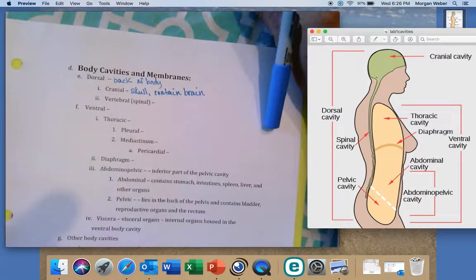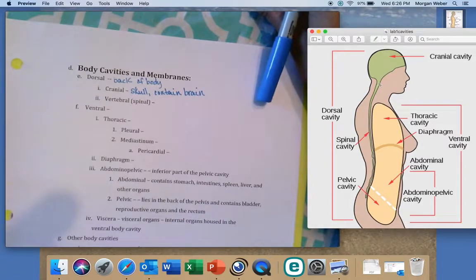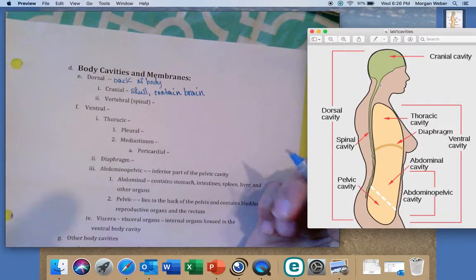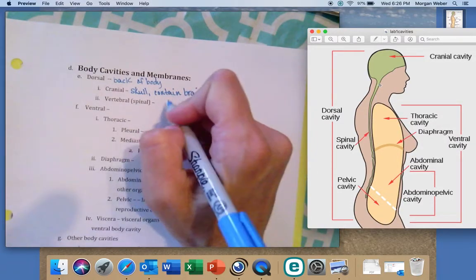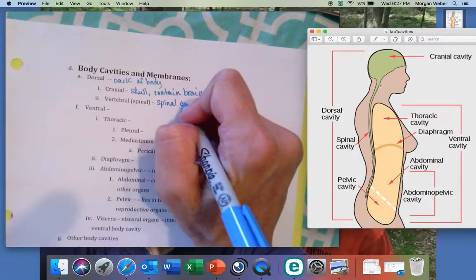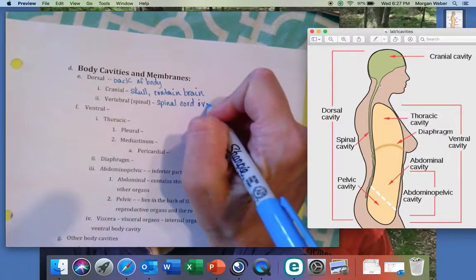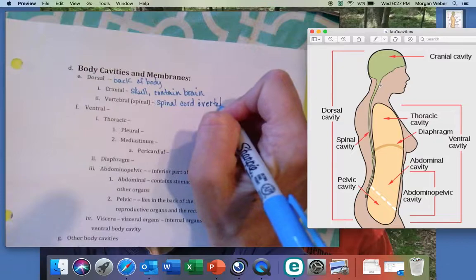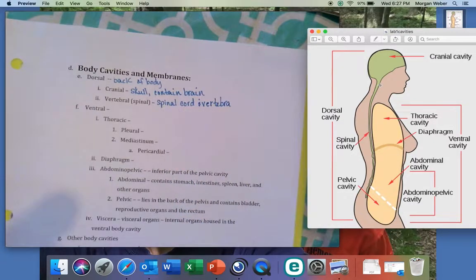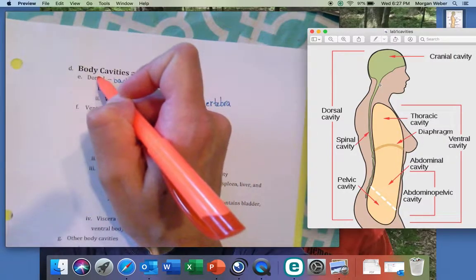And then the second area, we have the vertebral or spinal. Most places are going to refer to it as the spinal. So with the spinal, it's going to contain the spinal cord and vertebra.